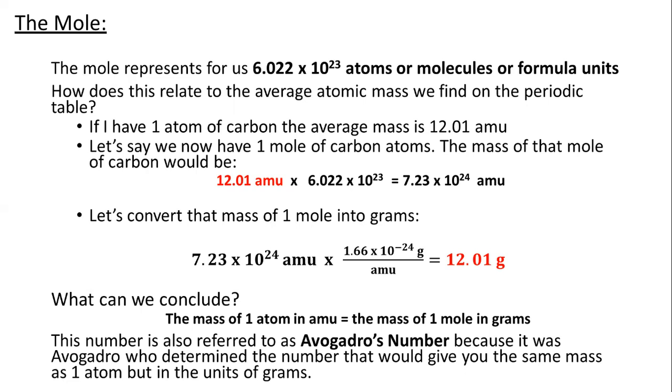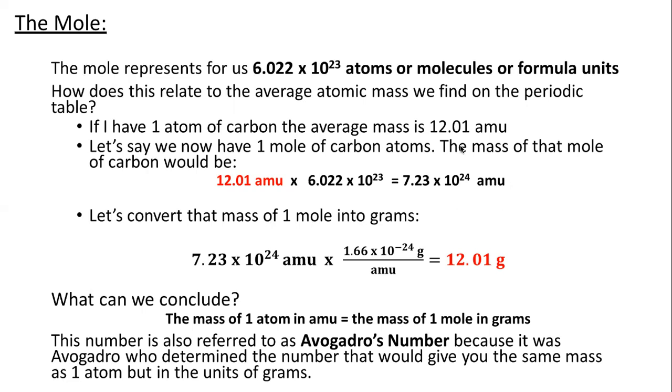So let's say we now have 1 mole of carbon atoms. The mass of that mole of carbon would be 12.01 atomic mass units times the 6.022 times 10 to the 23, and that would equal 7.23 times 10 to the 24 atomic mass units. And so now remember, the atomic mass units actually can be equated to grams. So we're going to take this now from atomic mass units, and we're going to try to work in grams.